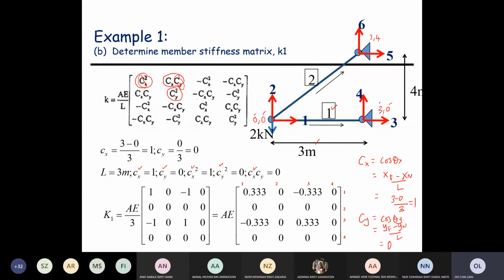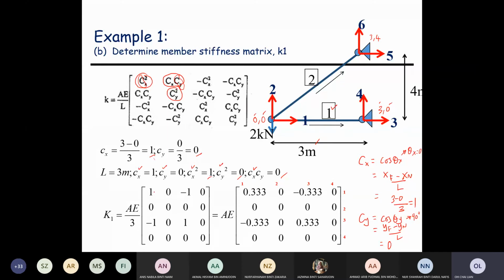Now if you want to use cos theta x, this theta x is 0, and this theta y is 90 degree. Because I prefer to use coordinates, but you can use it both ways. Once you have determined Cx is 1 and Cy is 0, Cx squared is 1, Cy squared is 0, and Cx Cy will be 1 multiplied by 0, which is 0. So what you need to do is just put everything into this template.